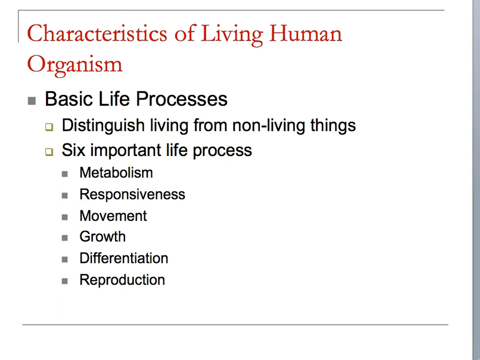We are now looking at the characteristics of living organisms, in which there are 6 important life processes that you need to be able to distinguish. The first of which is going to be metabolism, the characteristics of responsiveness, what is movement, how do we actually define growth, what do we mean by differentiation, and what is reproduction, because it's not necessarily what you think.